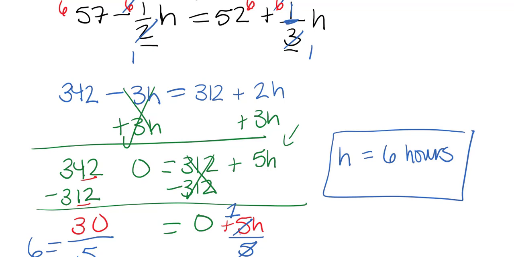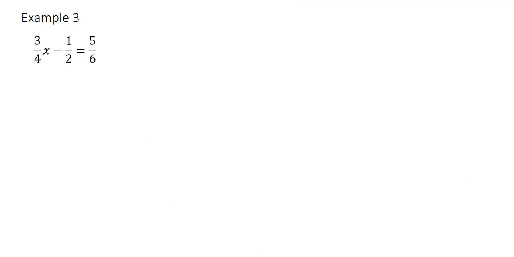Now, let's do one more example. Example 3. We have 3/4 x minus 1/2 is equal to 5/6. So all we're doing is looking for what the value of x has to be. So it's similar to the last problem, except we just don't have a story to go behind it. So we're just looking for what x is with these numbers. So we're going to do the same thing, multiply by the least common denominator for each term, so that we can get rid of the fractions, and it makes it a little bit easier to solve.